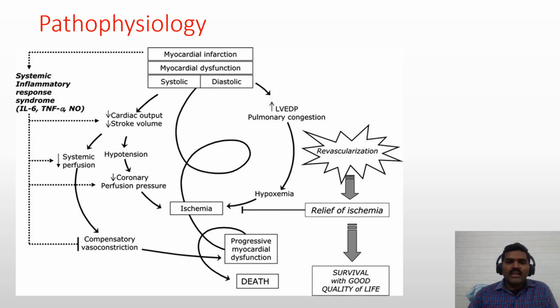In case of diastolic dysfunction, there is increased left ventricular end diastolic pressure, which leads to back pressure and pulmonary congestion in the form of pulmonary edema. Pulmonary edema leads to hypoxia. Hypoxemia accentuates the ischemia, and again a vicious cycle is set up. So if you have intervened with revascularization therapy early, there is relief of ischemia and there is a good survival with quality life. This is the pathophysiology of how cardiogenic shock develops.